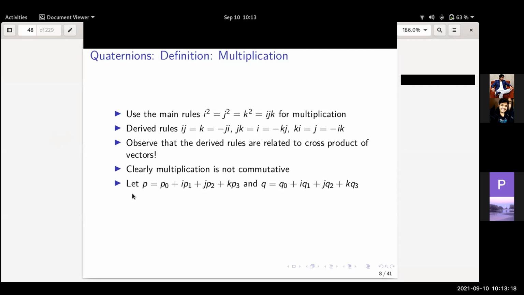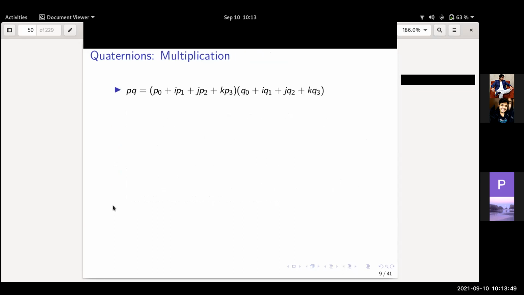So if you have p equals p naught plus ip1 plus jp2 plus kp3, and similarly q equals q naught plus iq1 plus jq2 plus kq3. So how do you multiply it? We can use the usual distributive rules to compute pq. p naught is a scalar quantity. First p naught will multiply everything, then ip1 will multiply everything on the right hand, that is the q quaternion. So this is what we obtain.